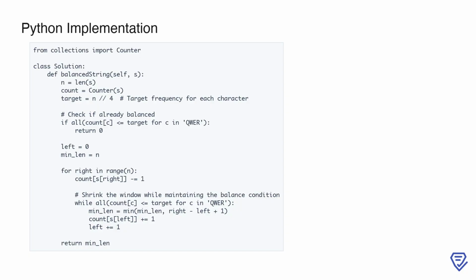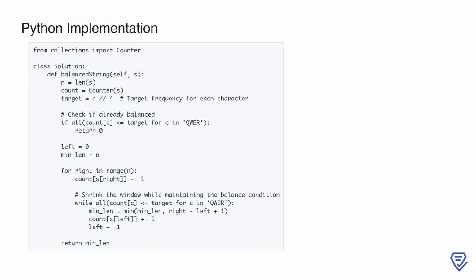Next, the function uses the sliding window technique to find the minimum substring that can be replaced. The right pointer expands the window by iterating through the string, while the left pointer shrinks the window to maintain the balance condition. The count dictionary is updated dynamically as the window changes. The inner while loop ensures that the substring currently defined by the window satisfies the balance condition: each character's frequency is less than or equal to the target. During this process, the function calculates the length of the substring and updates the minimum length found so far, min_len.